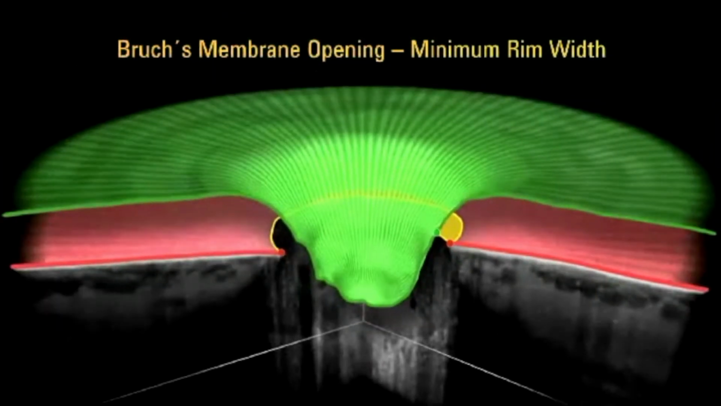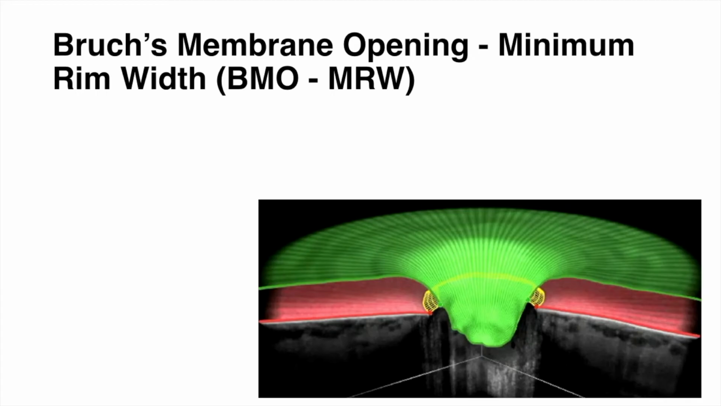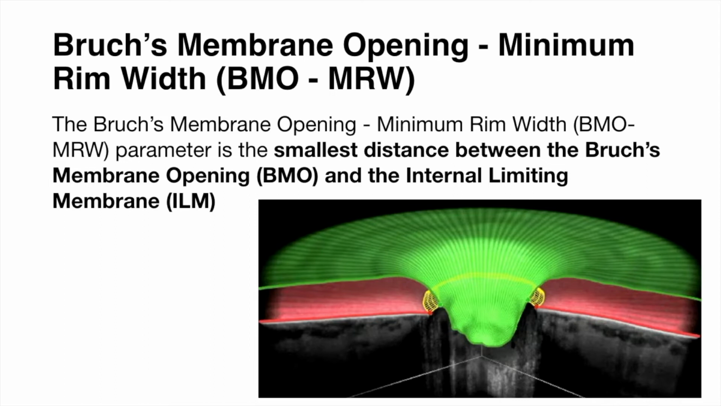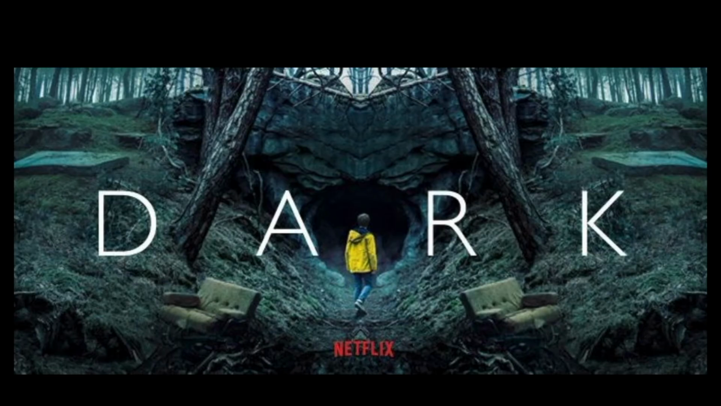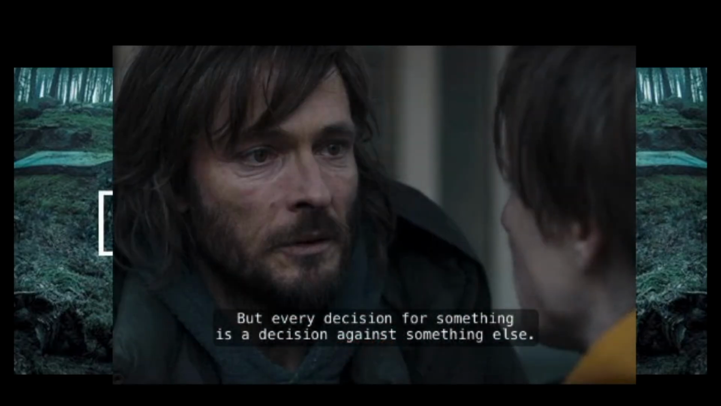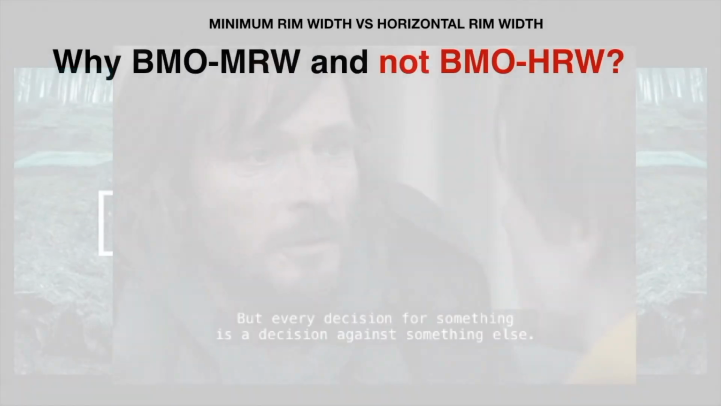Bruch's membrane opening minimum rim width challenged the traditional Bruch's membrane opening horizontal rim width. Isn't every decision for something a decision against something else, as revealed in Dark, seen on Netflix? Let us see why minimum rim width was chosen over horizontal rim width.